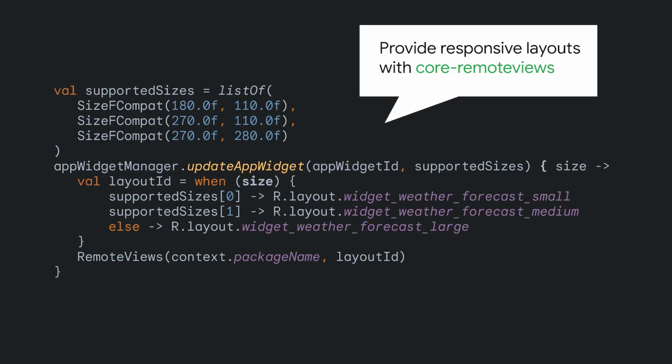Now, starting on Android 12, we can provide responsive layouts. You can use the extensions provided in the new AndroidX Core RemoteViews to simplify that. For example, here the weather widget provides three types of sizes. Then the launcher decides which of these fits better based on the available space.